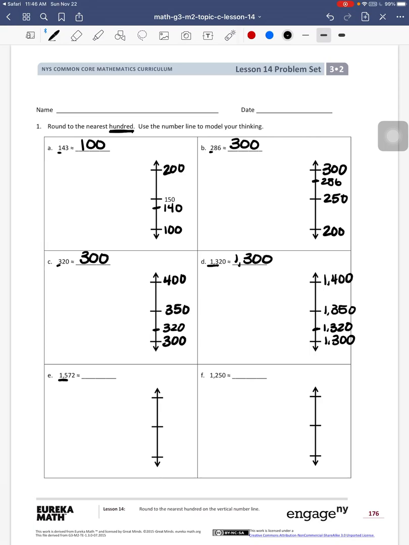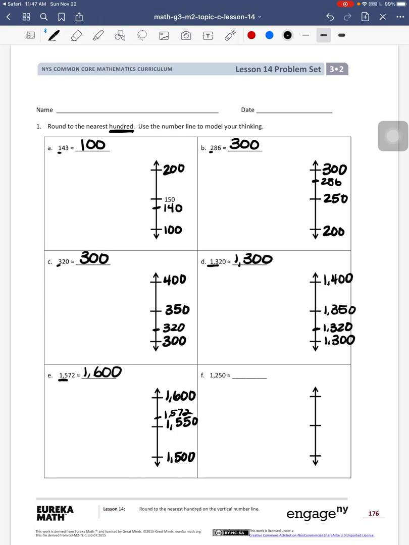All right, 1,572. Since we're in the thousands, we're going to look at the first two numbers, which is 15, so 1,500, and 100 more would be, that's right, 1,600, and the point between would be 1,550. And 1,572 is going to be just above that 1,550. So let's go ahead and plot it. And where do we round 1,572 to? Right, 1,600. Good thinking, third grade.